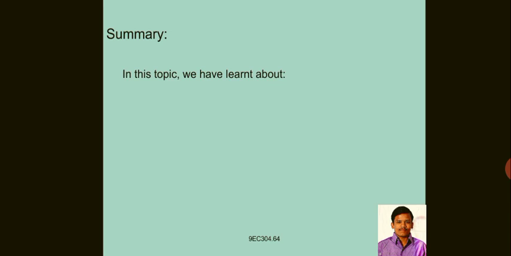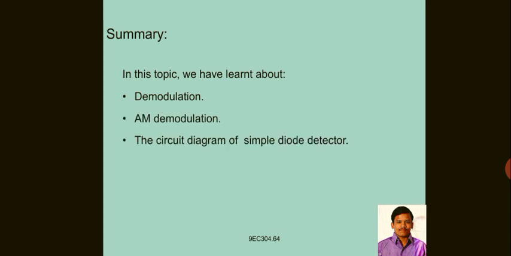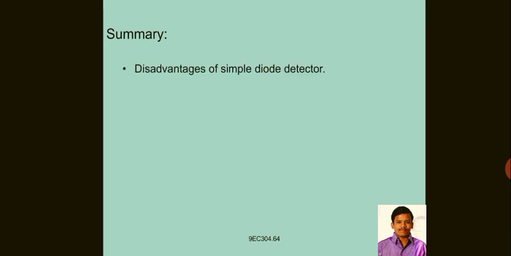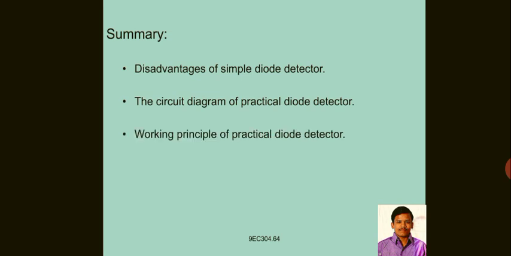Now if we summarize quickly what we have covered, we have seen what demodulation is and what is meant by AM demodulation. We have seen the circuit diagram of the simple diode detector, and we have seen the working principle of the simple diode detector in the ideal case. Then we have seen the disadvantages of the simple diode detector. Then we have seen the circuit diagram and working principle of the practical diode detector. So this is about AM demodulation.